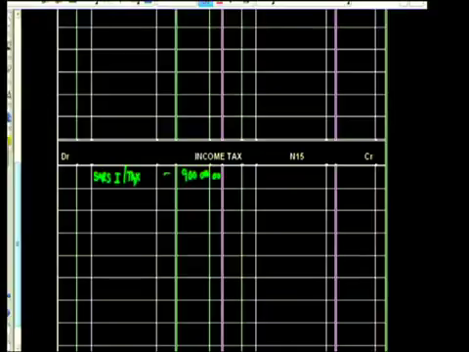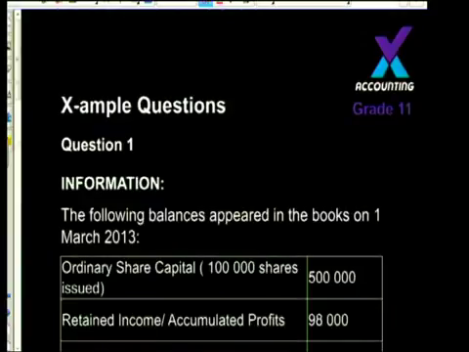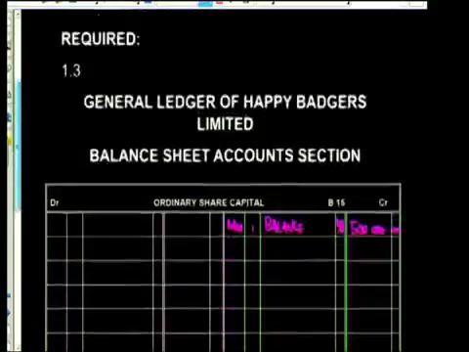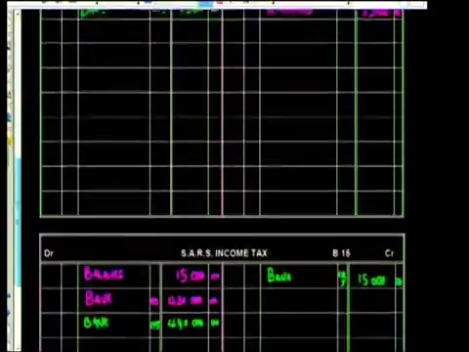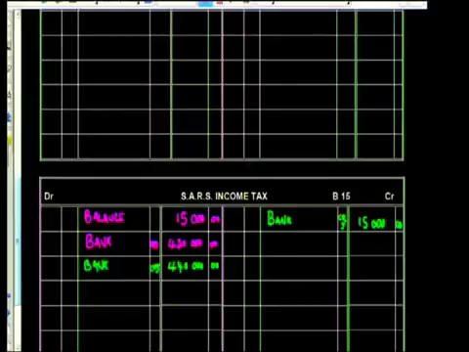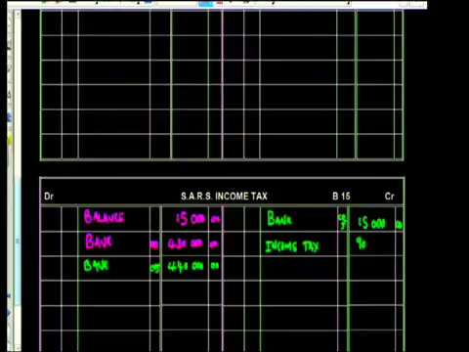I'm abbreviating. It's my journal entry. I'm debiting my income tax account. Why? Because it's my expense account. What am I crediting? I'm going to credit my SARS income tax account. Let's find it. Here it is. Remember, I'm going to credit my SARS income tax account. My detail is going to be income tax. And the amount is 900,000 Rand.